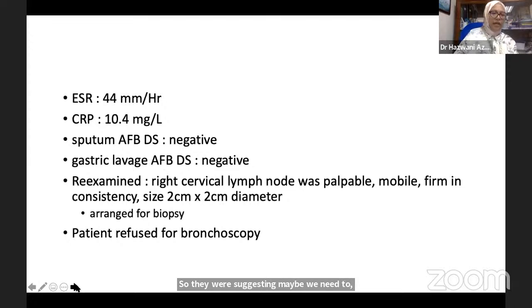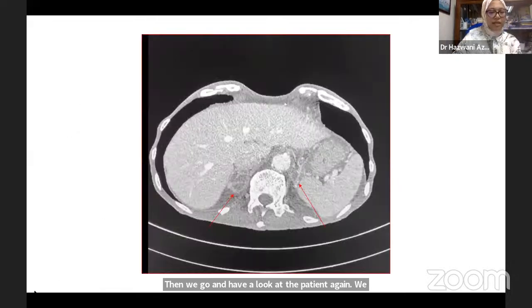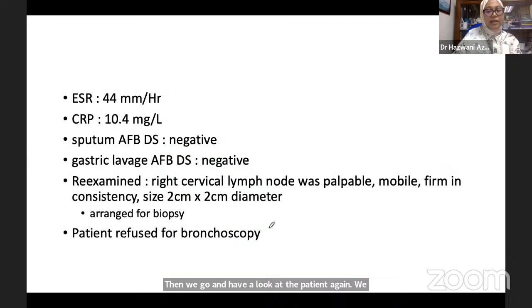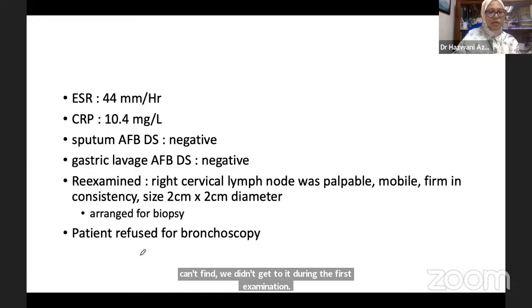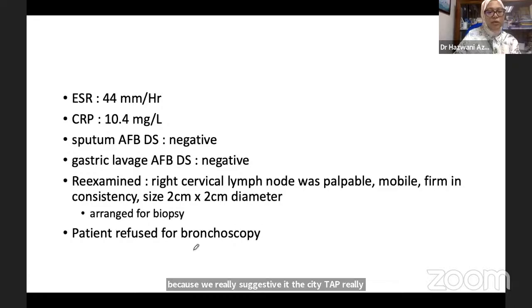Then we went and had a look at the patient again. We did send sputum culture, sputum AFB, gastric AFB, and lavage also was negative for TB. We re-examined him and luckily found a palpable right cervical lymph node, which we didn't find during the first examination. Size is good, around 2 by 2 centimeters in diameter. The CT TAP was really suggestive for TB. We advised the patient for bronchoscopy, but he strongly refused.